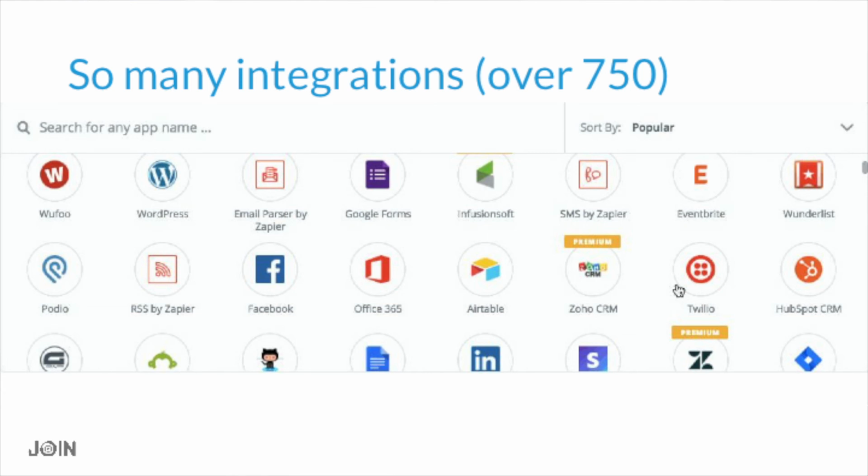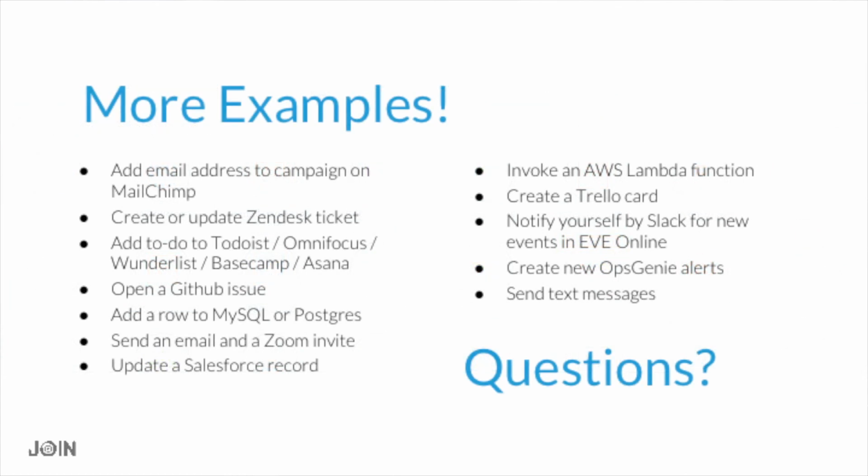Zapier is really cool because they have a ton of integrations. So I think they have over 750 at this point. And so this is just me scrolling through their list. You can search and just combine these services in any possible combination. There's a ton of examples, but I try to list a couple here as ideas in case you use any of these services. You can use certain things as triggers and then take actions. And so the possibilities are really limitless.